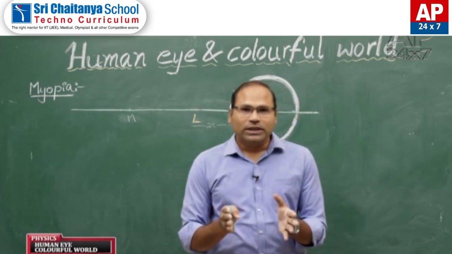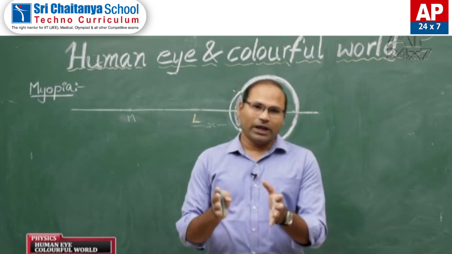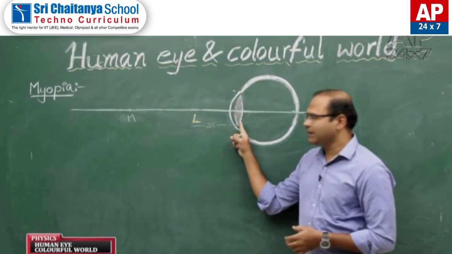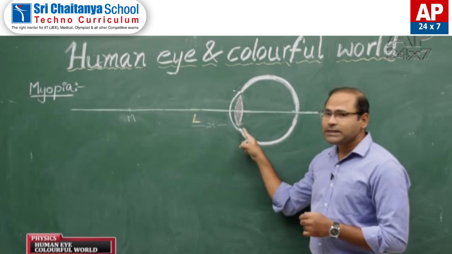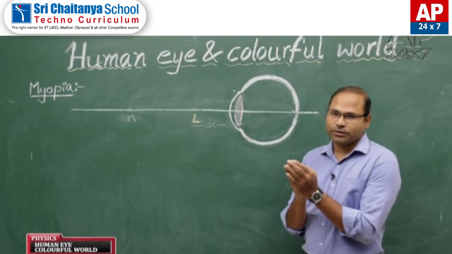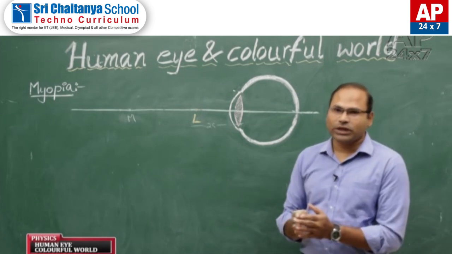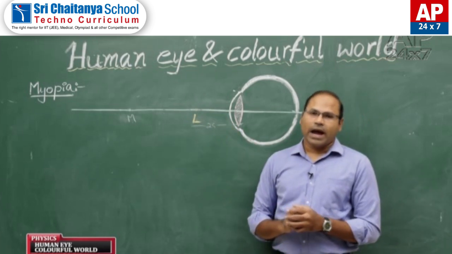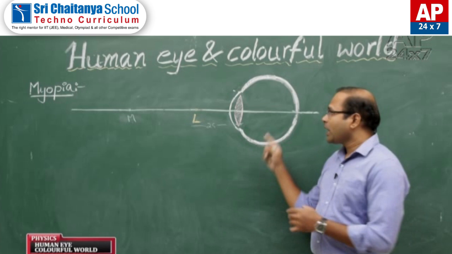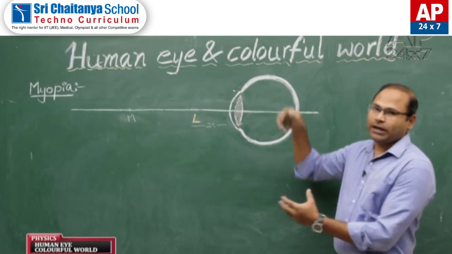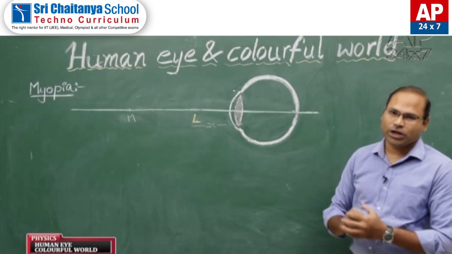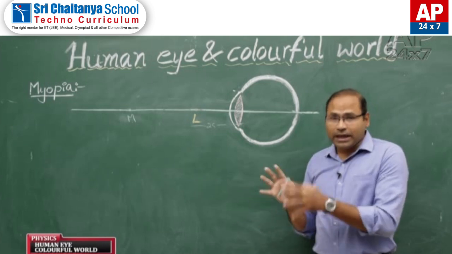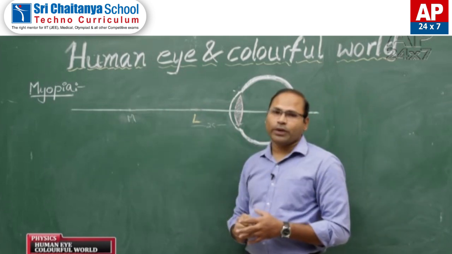Now, how will the defect of myopia arise? There are possibly two reasons. First, if the eye lens has more curvature than its usual curvature, in that case people suffer from myopia. And the second reason is if the eyeball is elongated. See, the eyeball has a certain shape. If the eyeball is elongated beyond its usual size, then in such cases also myopia will arise.